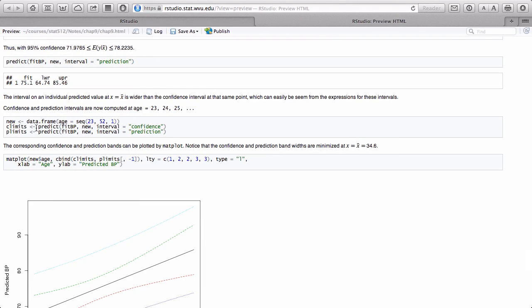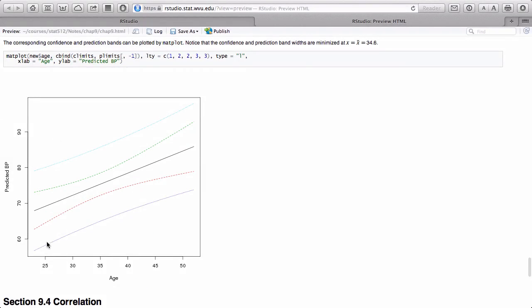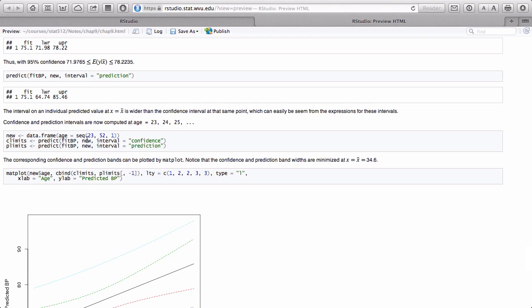To draw the curves, I'm going to create a bigger data frame. I say new gets data frame, age equals a sequence from 23. Notice that the graph goes over the range of the x's from about 23 to 52. So I'm going to create a sequence from 23 to 52 by increments of 1. So age has what values? 23, 24, 25, 26. It's a quick way of generating a sequence of ages from 23 to 52. And then that's my new, and now I do the same predict function with confidence and prediction, and I get C limits and P limits for confidence limits and prediction limits. I'll show you how that goes in just a second.